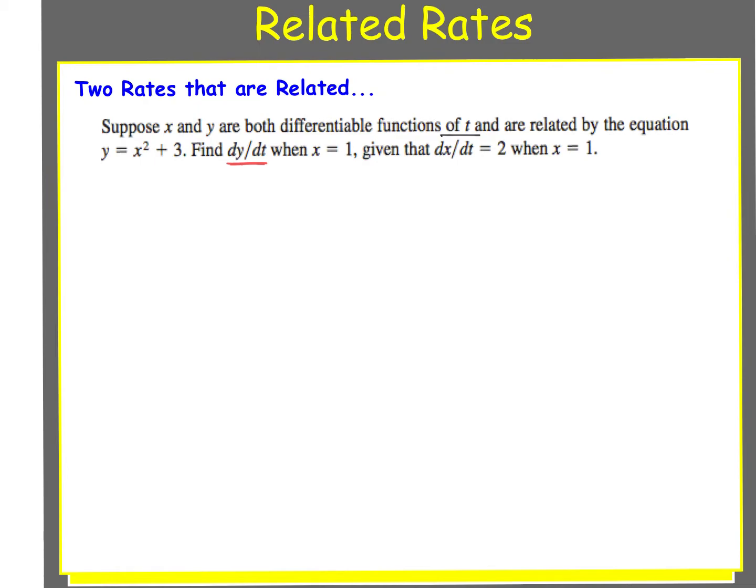So what am I taking a derivative with respect to? T. All right? Before we were all taking derivatives with respect to x. Now it's with respect to t. So I don't need you to write this notation, but I just want to show you that this is really what's happening.